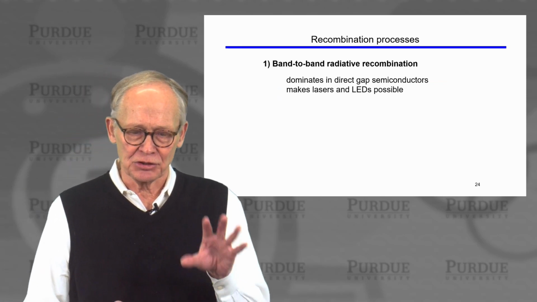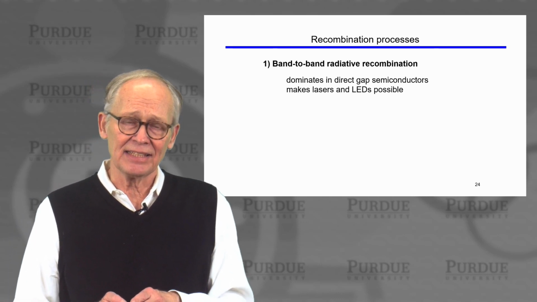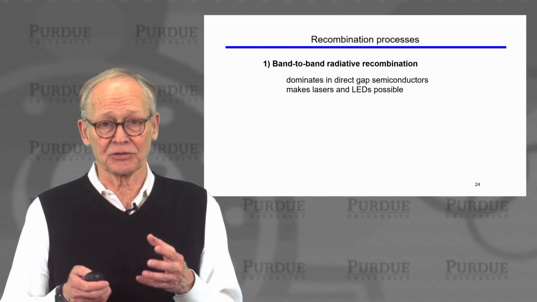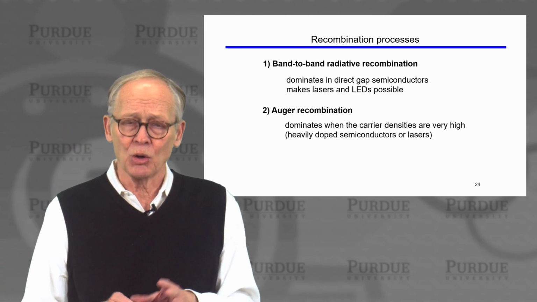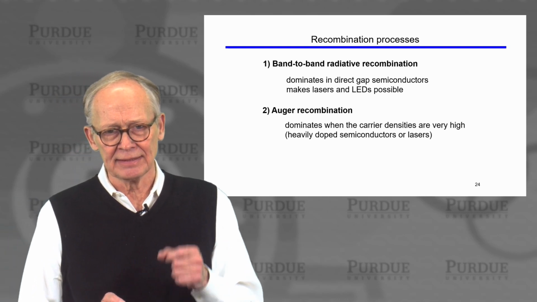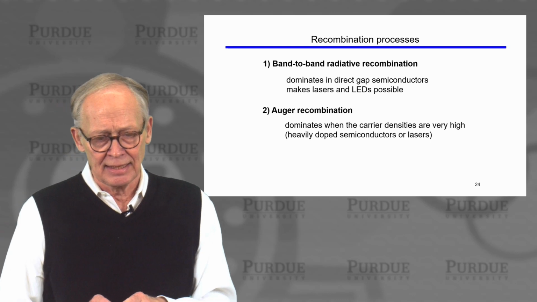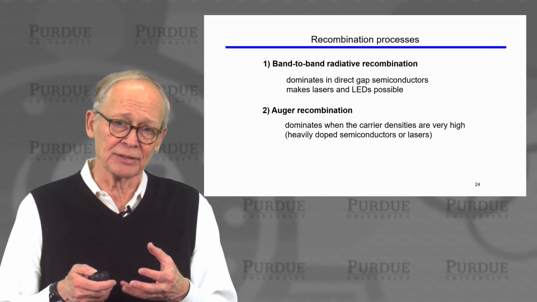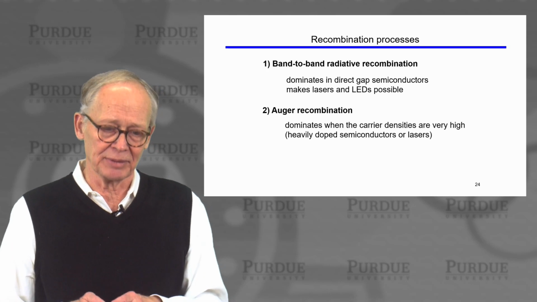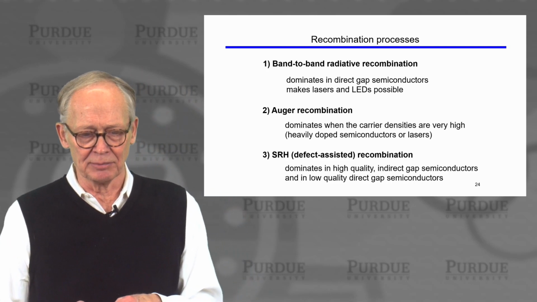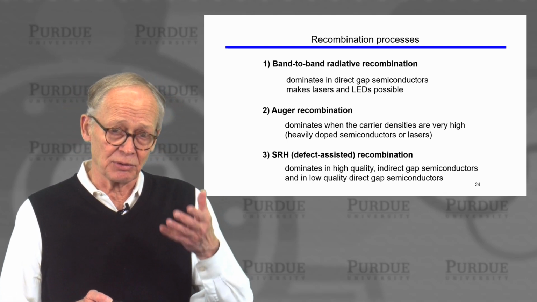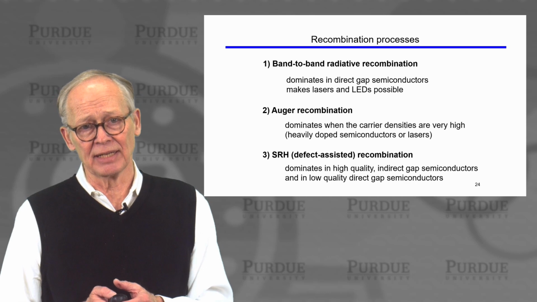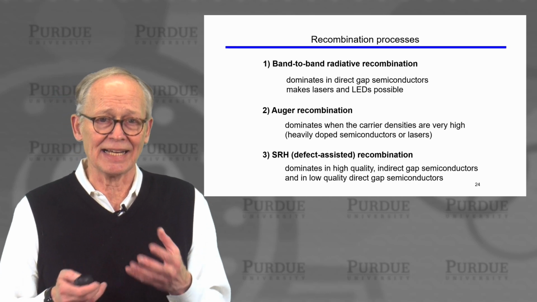Okay, just to summarize then, what you should take away is that the band-to-band radiative processes tend to dominate in direct gap semiconductors, and this type of recombination forms the basis for semiconductor lasers or light-emitting diodes. Auger recombination dominates when the carrier density is very high, and there's another carrier nearby to give the energy to. This can happen in a very heavily doped semiconductor. It can also happen in devices like semiconductor lasers, which can operate under very high densities of carriers when we forward bias them heavily. And finally, there's defect-assisted recombination. So in indirect gap semiconductors, where the direct band-to-band recombination process is weak, defect-assisted processes tend to dominate, or in direct gap semiconductors that have a high density of defects in them.